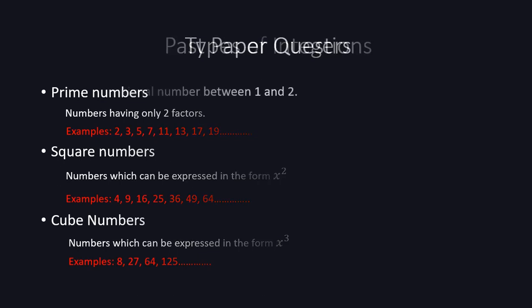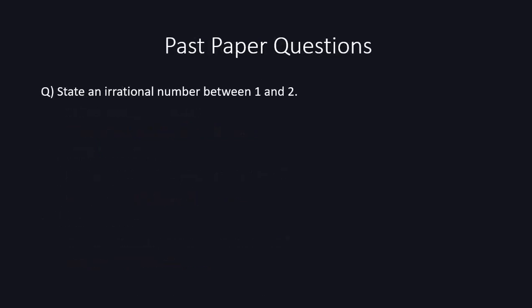Now let's have a look at a few different past paper questions which are going to give you a very good idea of how these concepts are likely to be tested on the actual examination. The question says, state an irrational number between 1 and 2. Now, there are multiple approaches to questions such as this, but one approach that I found very easy was to express the given information in the question in the form of an inequality, which would look something like this. x is greater than 1 but less than 2.